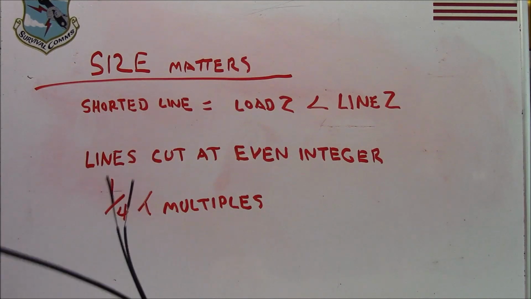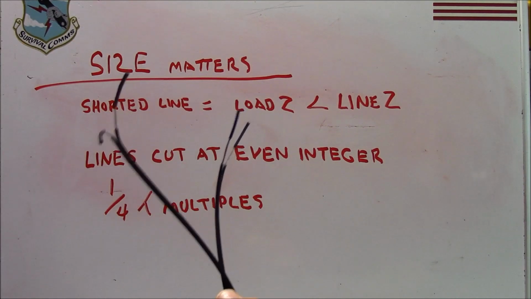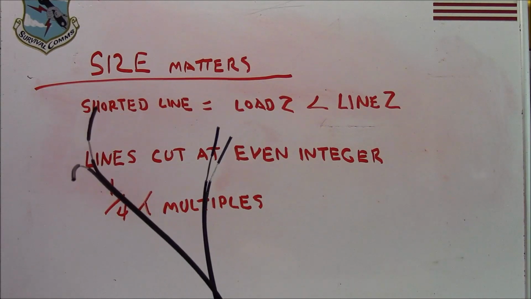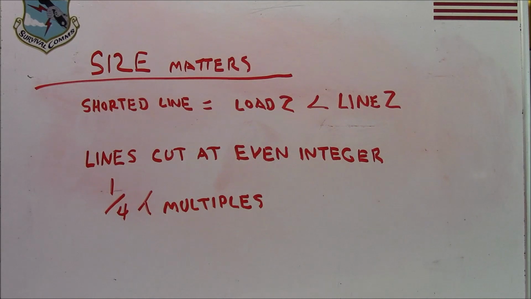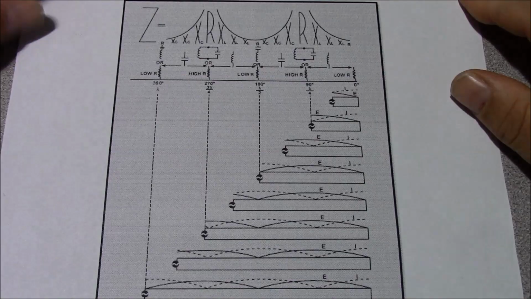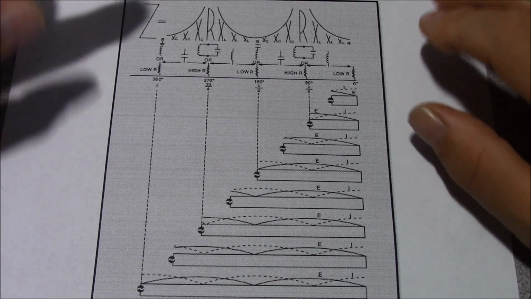And the reason why is because this feed line acts as a shorted line. When the impedance of the load, like let's say a 50 ohm antenna, and then you've got 150 ohms of characteristic line impedance, it's less, so therefore it acts as a shorted line. So your lines need to be cut at even integer quarter wavelength multiples. This illustration here does an excellent job of showing you exactly what I'm talking about here.